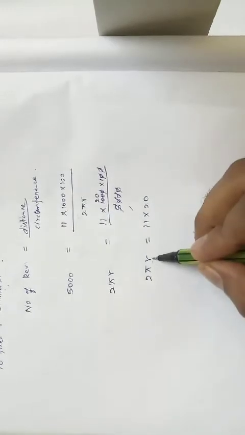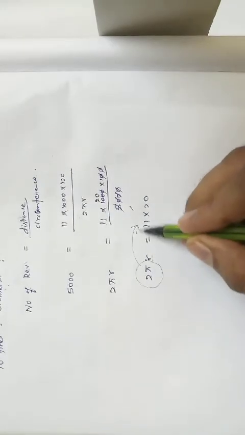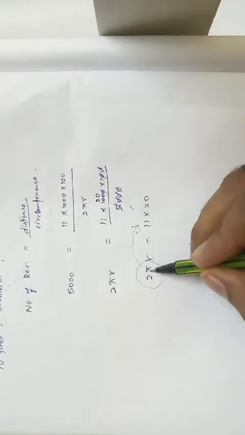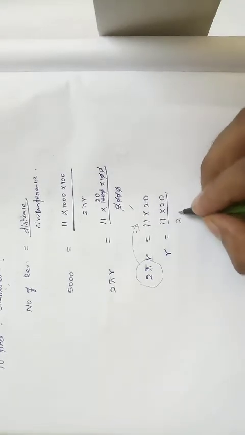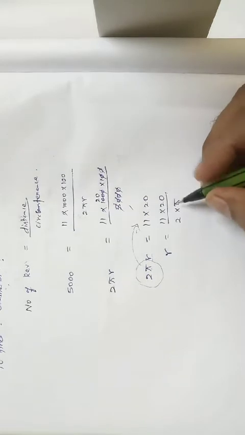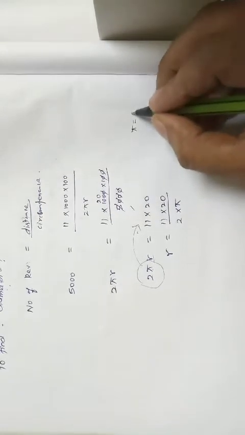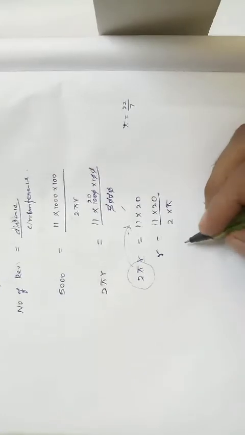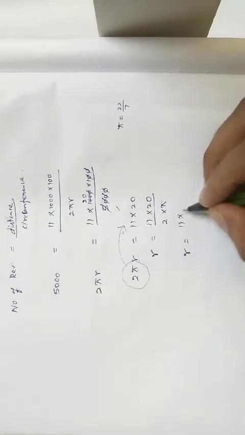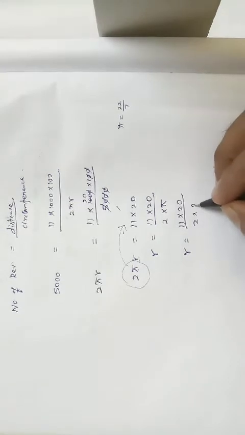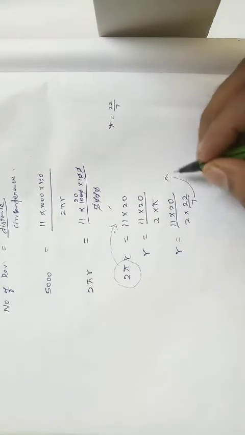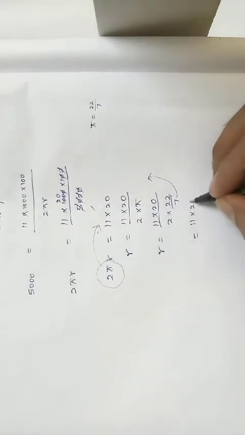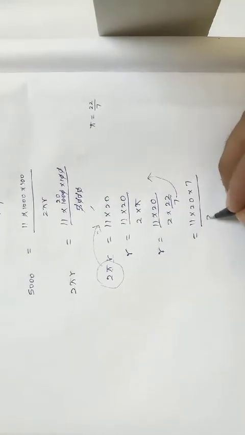I'm keeping r alone on the LHS and taking 2 pi to the RHS. Then multiply will become divide. So r is equal to 11 into 20 divided by 2 into pi. But already we know the value of pi. What is the value of pi? Pi is equal to 22 by 7. Substitute pi value 22 by 7. Then r is equal to 11 into 20 divided by 2 into 22 by 7. Simplify. Taking the 7 from the denominator to the numerator, it becomes 11 into 20 into 7 divided by 2 into 22.